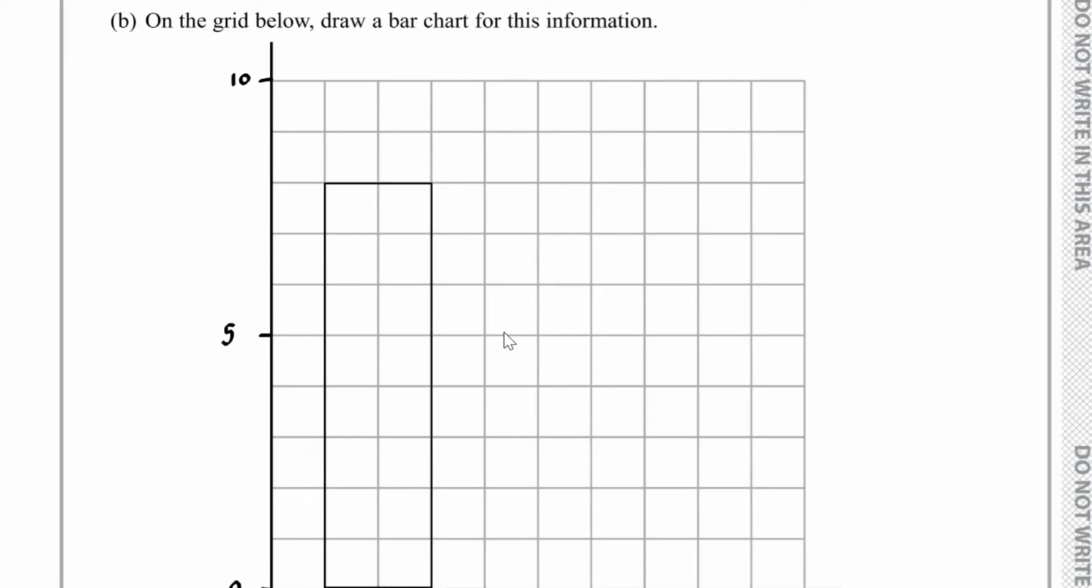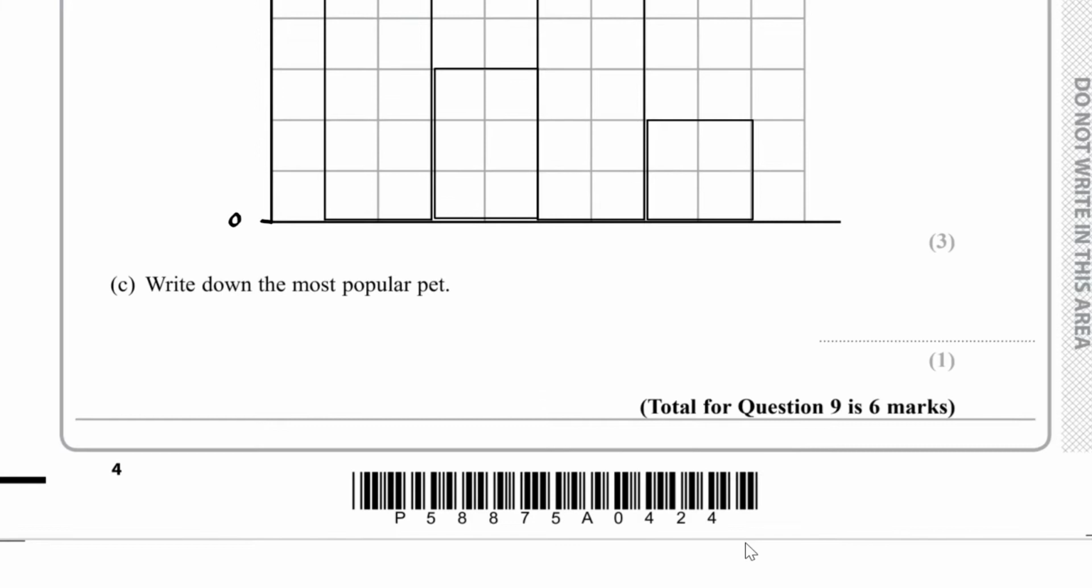And then we have over here 3 for rabbit, and cat is 5, so there's cat, and we've also got 2 for hamster, so there's hamster. And now we need to label all these, so here we have dog, rabbit, cat, hamster. Write down the most popular pet, clearly that's dog.